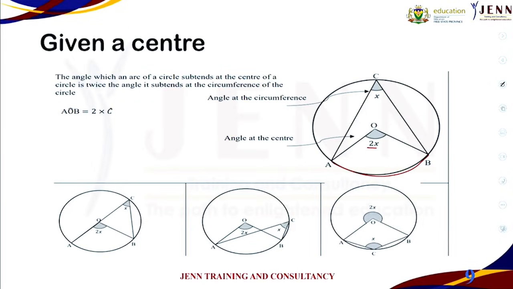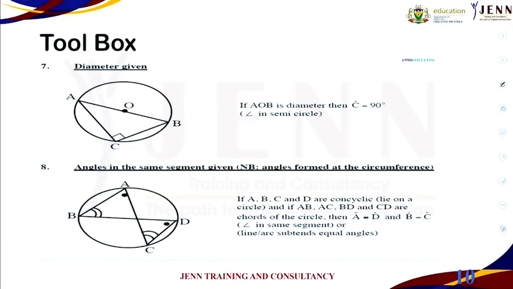Now this theorem comes with 4 different diagrams. This is the first diagram that you must look for, and then the second diagram, and then this is the third one, or you can also look out for this one. So any of these 4 diagrams you can look at, for you to be able to use angle at center is equal to 2 times angle at circumference. And then moving forward, we are still on our toolbox.